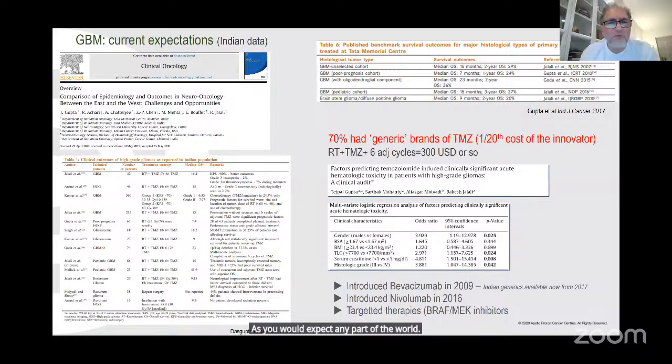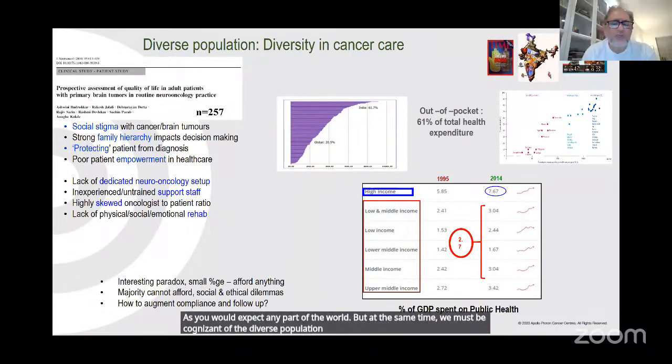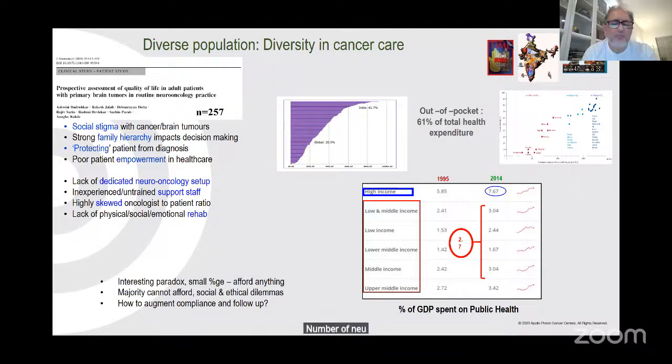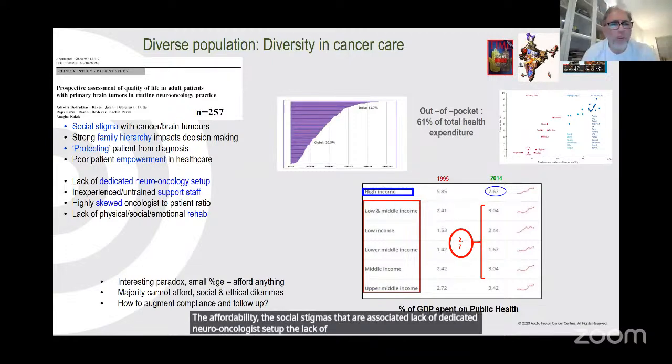But at the same time, we must be cognizant of the diverse population that we have, and also the diversity in the cancer care, including neurosurgery, and also the neurosurgical oncology. The number of neurosurgeons, the number of oncologists, the access to care, the affordability, the social stigmas that are associated, lack of dedicated neuro-oncology setup, the lack of multidisciplinary joint tumor boards, highly skewed oncologists and neurosurgeons to patient ratio, lack of physical, social, emotional rehabilitation.